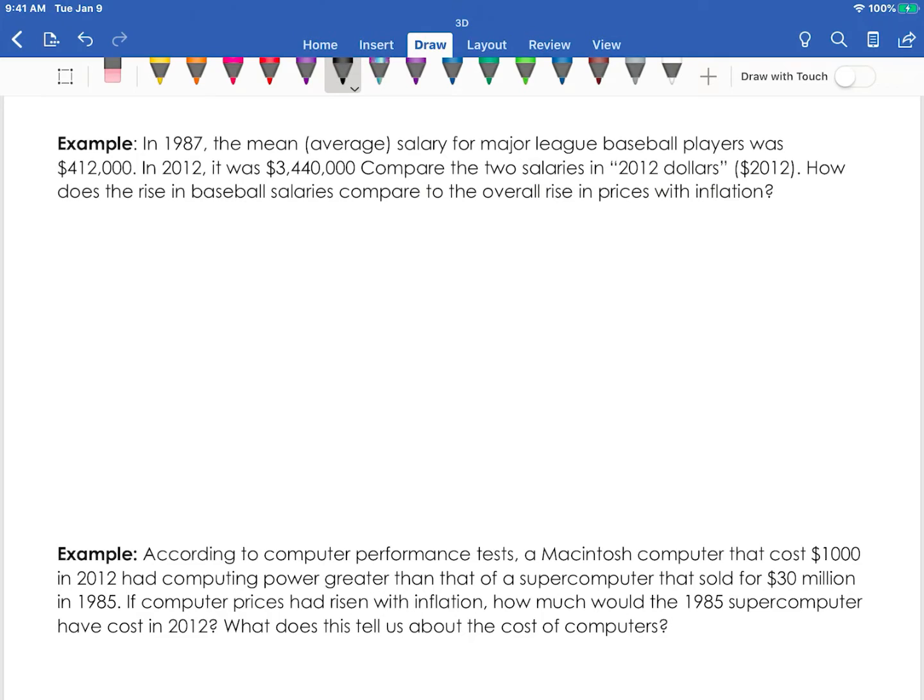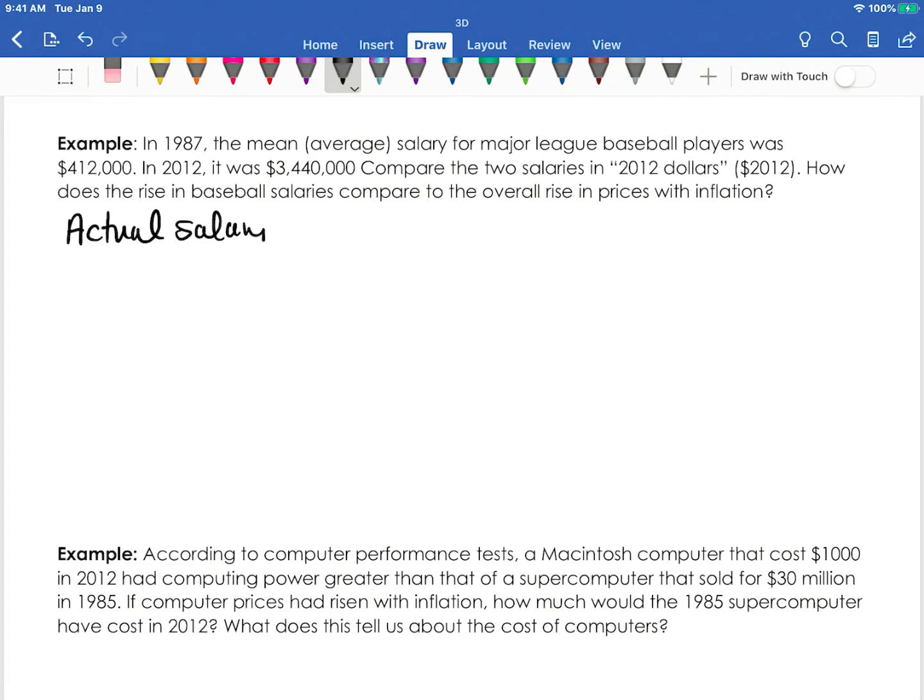Okay, in the next example, it says, in 1987, the average salary for a Major League Baseball player was $412,000. Then in 2012, it was $3,440,000. We're going to compare the two salaries in 2012 versus what the inflation amount should be, and answer the question: how does the rise in baseball salaries compare to the overall rise in prices with inflation?